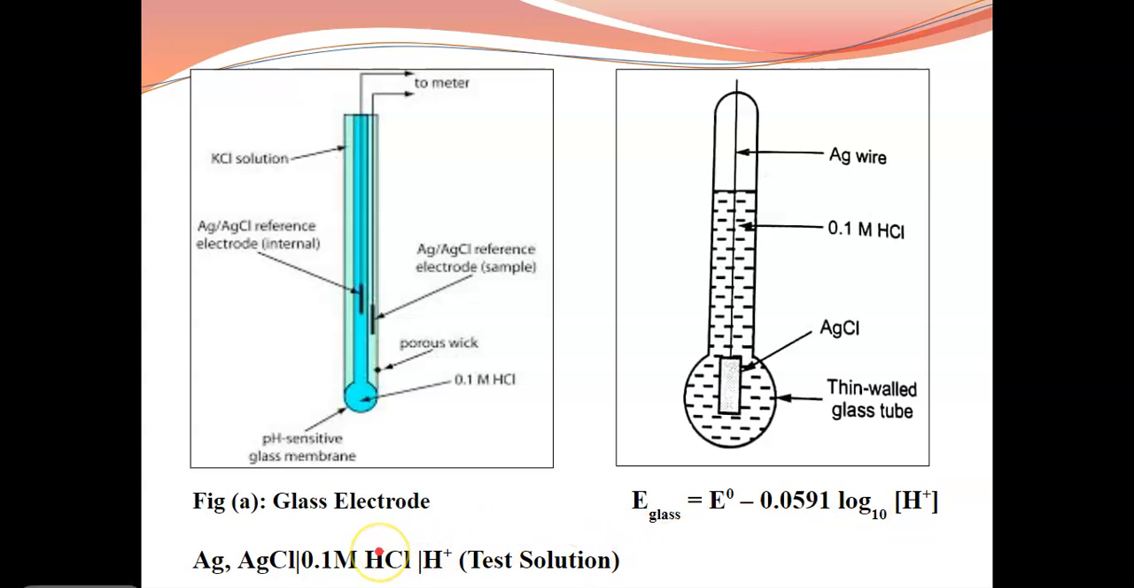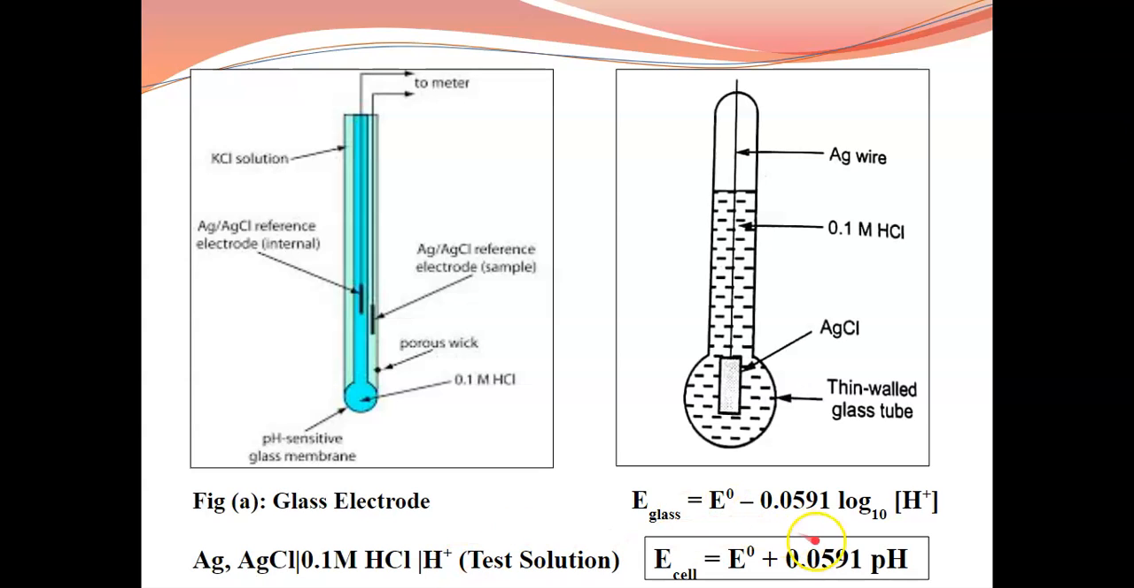So how can we represent the glass electrode? So glass electrode can be represented by Ag, that is the silver wire. It is coated with AgCl because it is having a plate of silver below which is coated with silver chloride. So AgCl electrode. It is in direct contact with 0.1 molar HCl solution, and which will be in direct contact with H plus ions which are present in the test solution. So this is the glass membrane which is going to separate the internal solution from the external solution.